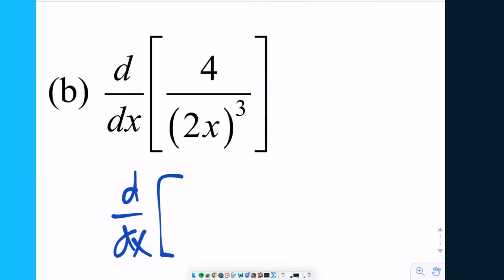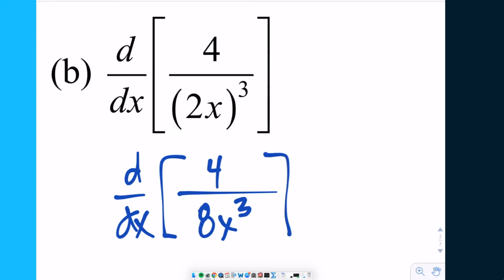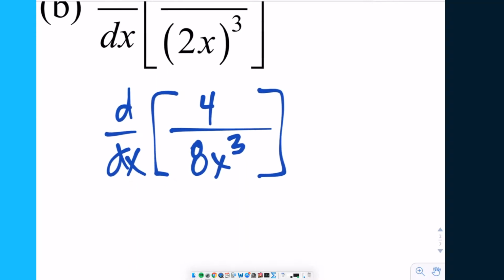Yeah, very good. Get rid of the parentheses. 2x quantity cubed is 2 cubed x cubed, which is 8x cubed. It's not just 2x cubed. So that looks better already. And then we could do what?